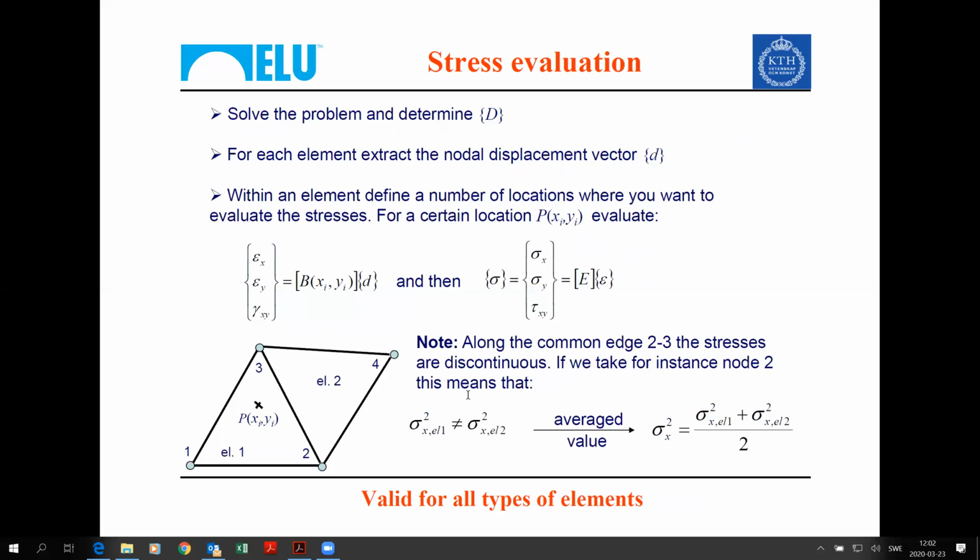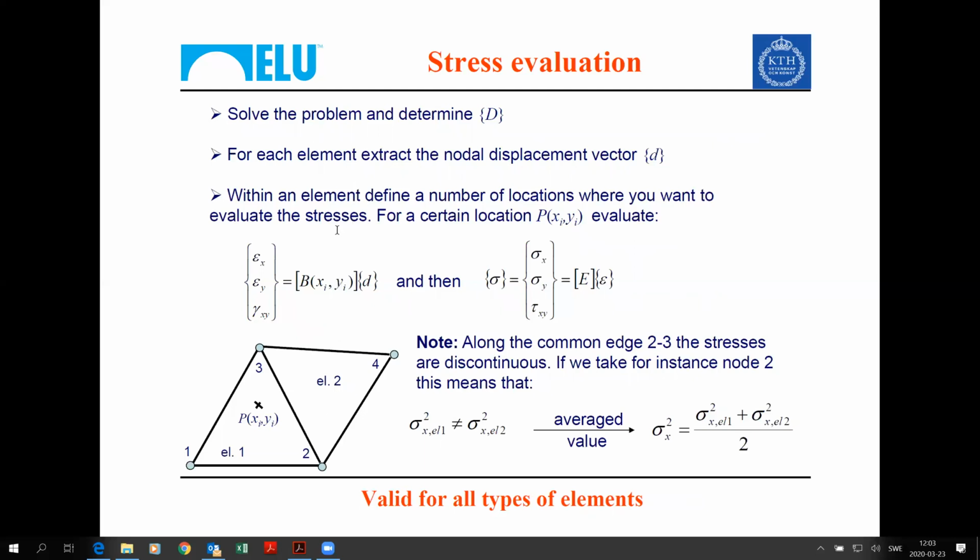We then go back at element level and we make a loop over all elements. And for each element, we extract the particular nodal displacements which are related to that element. So for element 1, for instance, we extract the displacements corresponding to nodes 1, 2, and 3. For element 2, from the large D vector, we take the values corresponding to nodes 2, 4, and 3.